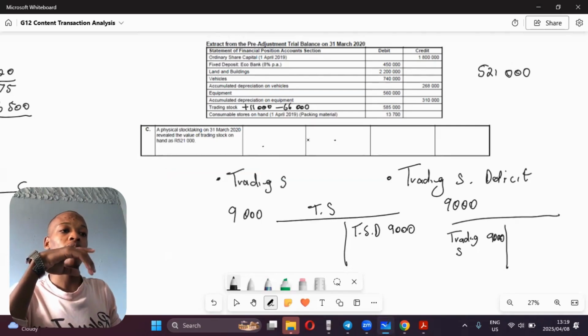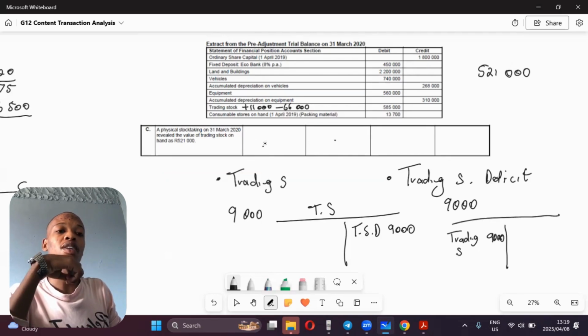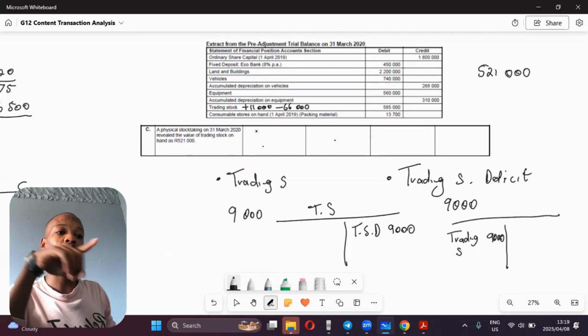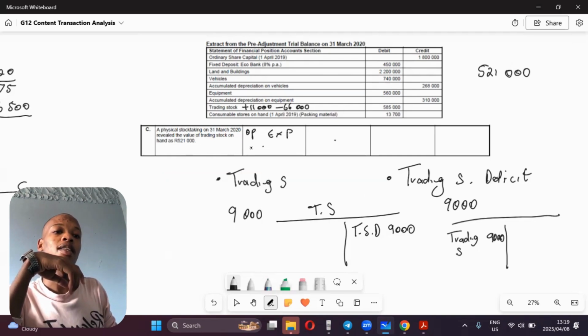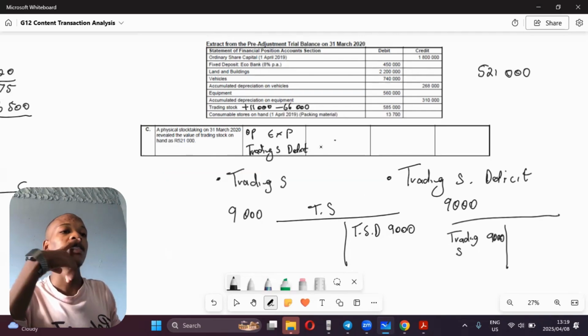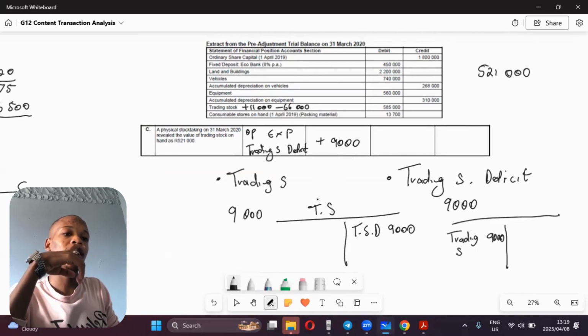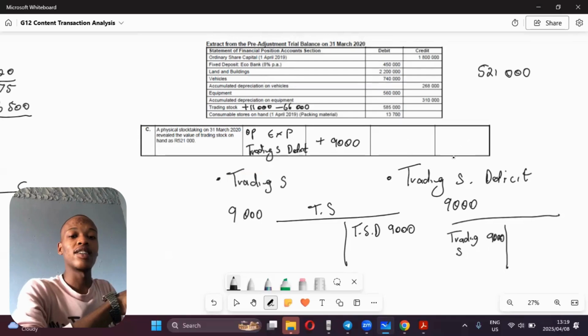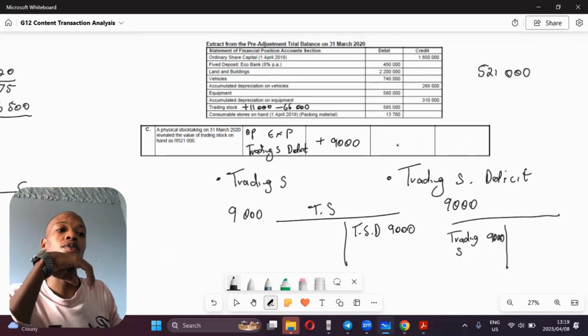Now, which one do we go for? The first two spaces, remember, are for the income statement, and the account that is going to go to the income statement is trading stock deficit under operating expenses. And then how much are we going to be adding on other operating expenses? We're going to be adding 9,000.